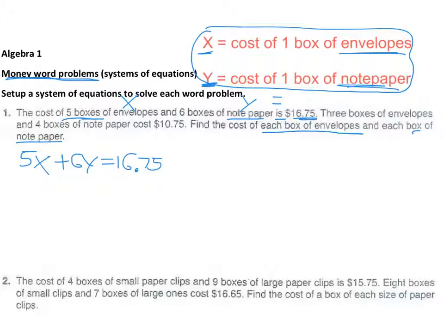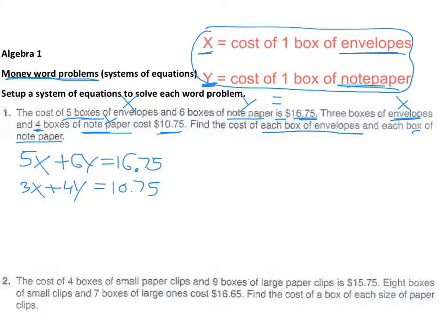Now the second sentence is going to give us the second equation. It says 3 boxes of envelopes, and x is the envelopes, so if you buy 3 of them, that cost is 3x. Then it says you buy 4 boxes of note paper. Again, note paper is y, so if you buy 4 boxes, that total cost is 4y. So we add 4y, and it's saying that total cost is the $10.75, so we set it equal to 10.75.